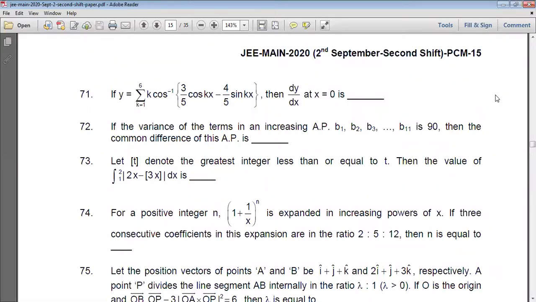The 71st problem, which is given that y is equal to sigma k is equal to 1 to 6 of k times cos inverse of (3 by 5 cos kx minus 4 by 5 sin kx). Then what is dy by dx when x is 0? So I have to find the dy by dx when x is equal to 0.